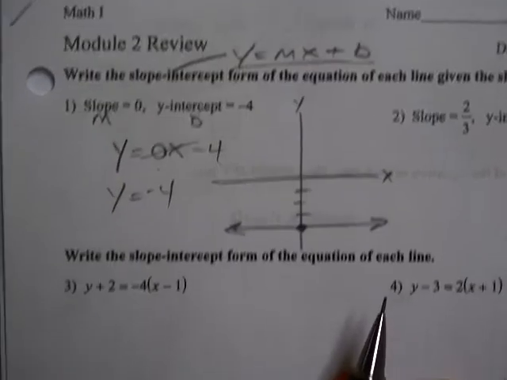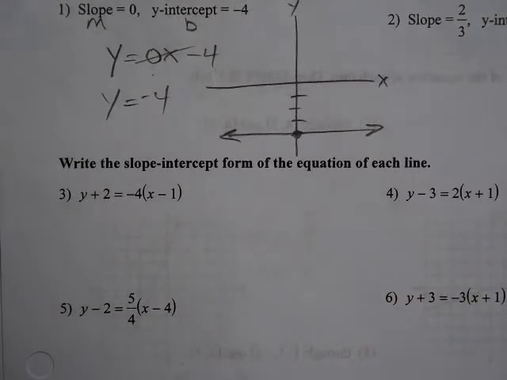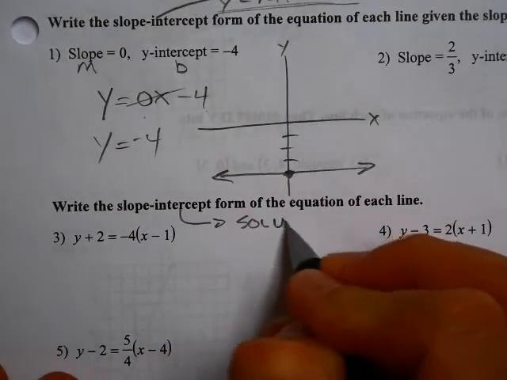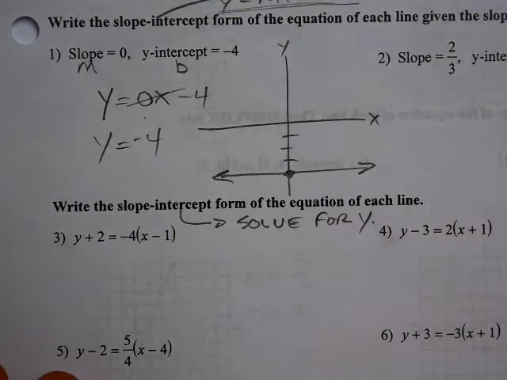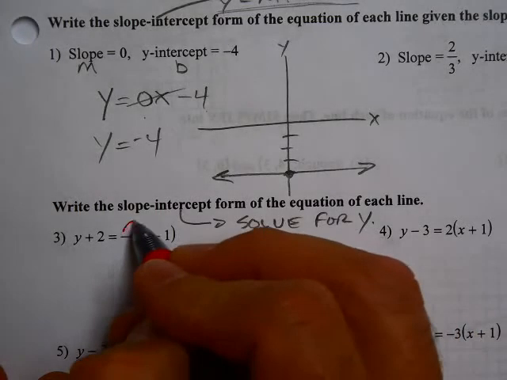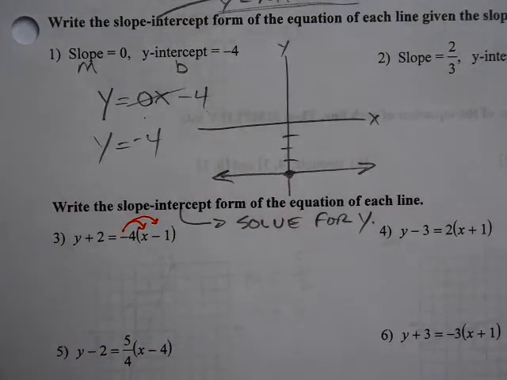So on number 3, they are wanting us to take an equation that's in sort of a modified version of point slope, and they want us to change it into slope-intercept. To do that, what we do is we solve for y. So the first thing I want to do on number 3 is I want to distribute the negative 4. So I'm multiplying negative 4 times both of those terms.